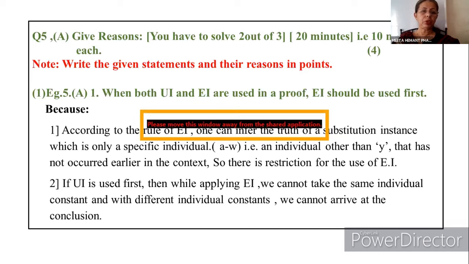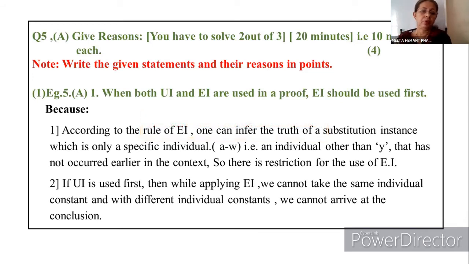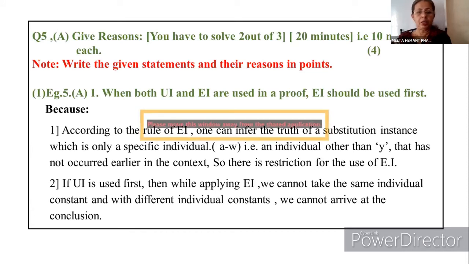Now the question asked is: when both UI and EI are used in a proof, EI should be used first. Why? Then you will have to mention what EI is, what you are doing in EI, and what the substitution instances are. Then why, what are the weaknesses if you use UI first and EI later. This you have to mention in your answer. For every give-reason question, you have to write in points, and 2 points you are supposed to write in your answer. Elaborate your points.